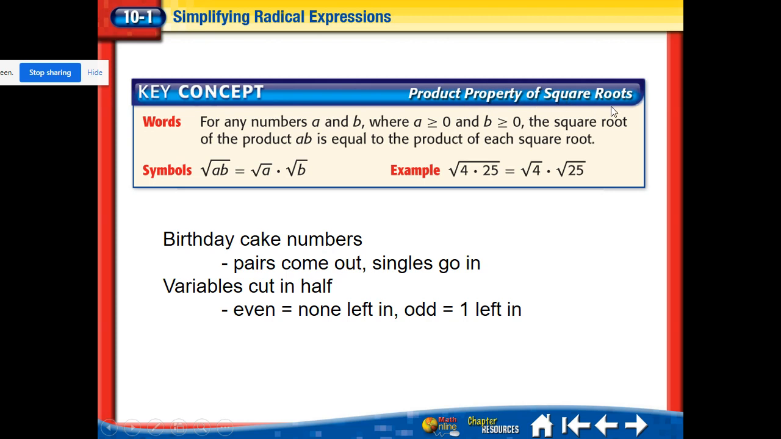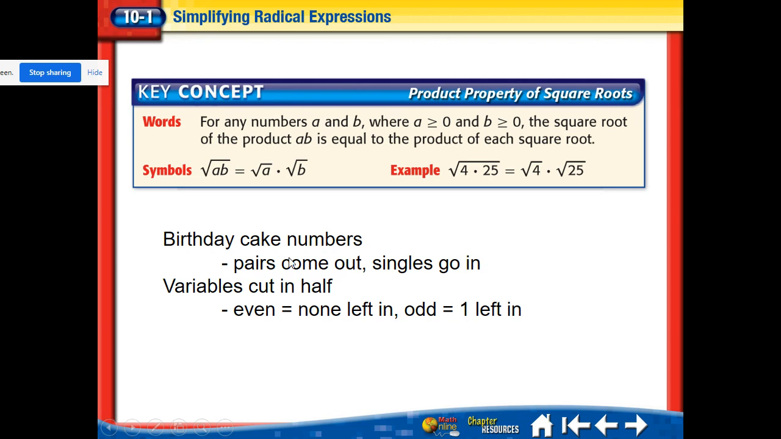So the product property of square roots says that we can split up a square root into a times b and deal with each of them individually. So the square root of 100 can be written as the square root of 4 times 25, which can be written as the square root of 4 times the square root of 25. So we can go ahead and separate them as we see fit.